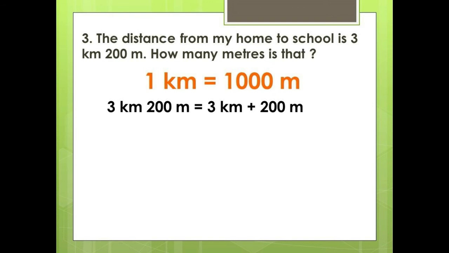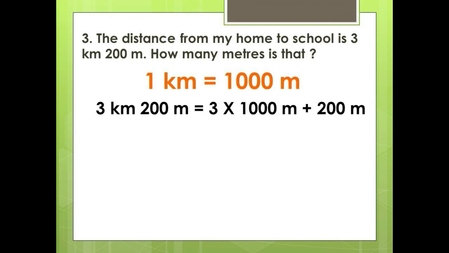3 kilometer plus 200 meters. Now we have to convert kilometer to meter. So 3 kilometer can be written as 3 into 1000 meter because 1 kilometer equal to 1000 meter. So we are writing 3 into 1000 meter plus 200 meters. 3 into 1000 is 3000 meters. 3000 meter plus this 200 meter, it came as it is.